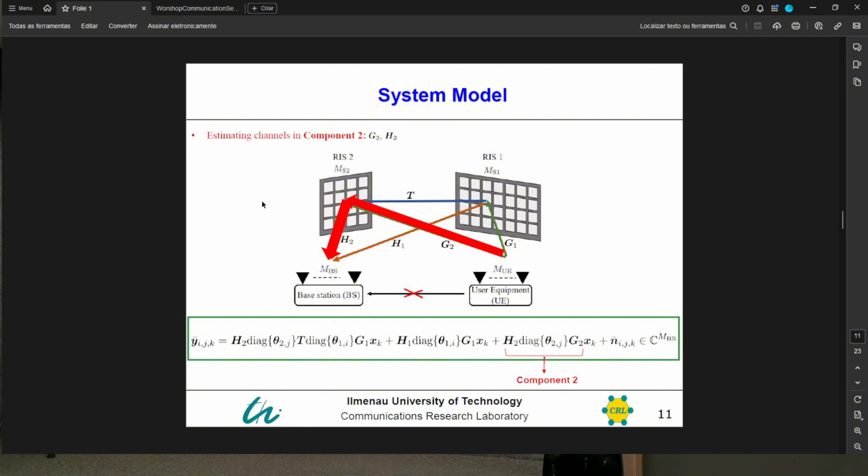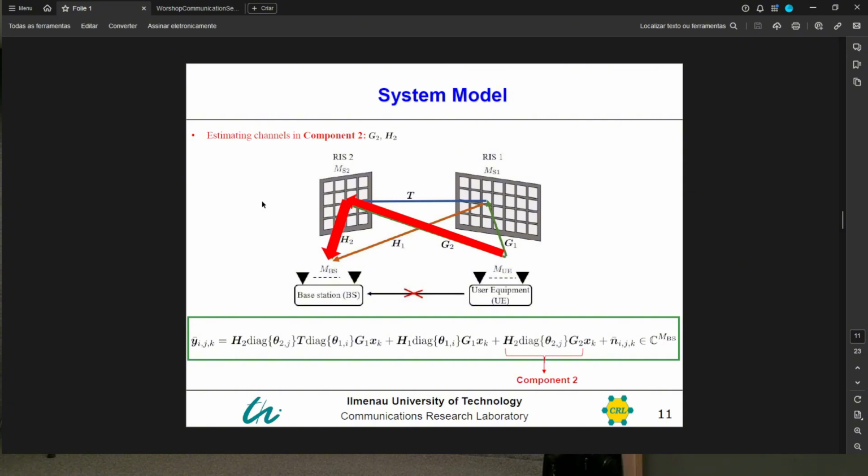So moving forward, next we estimate the channels in component 2, which we have shown in red: the channel from the transmitter to RS2 and then to the receiver, which is this component here. We use the same trick, but in this case, we fix a beam in RS1 and sweep through the beams of RS2. In this first stage, like we did before, both RISs remain in the same state 0, and we obtain this measurement matrix Y00.